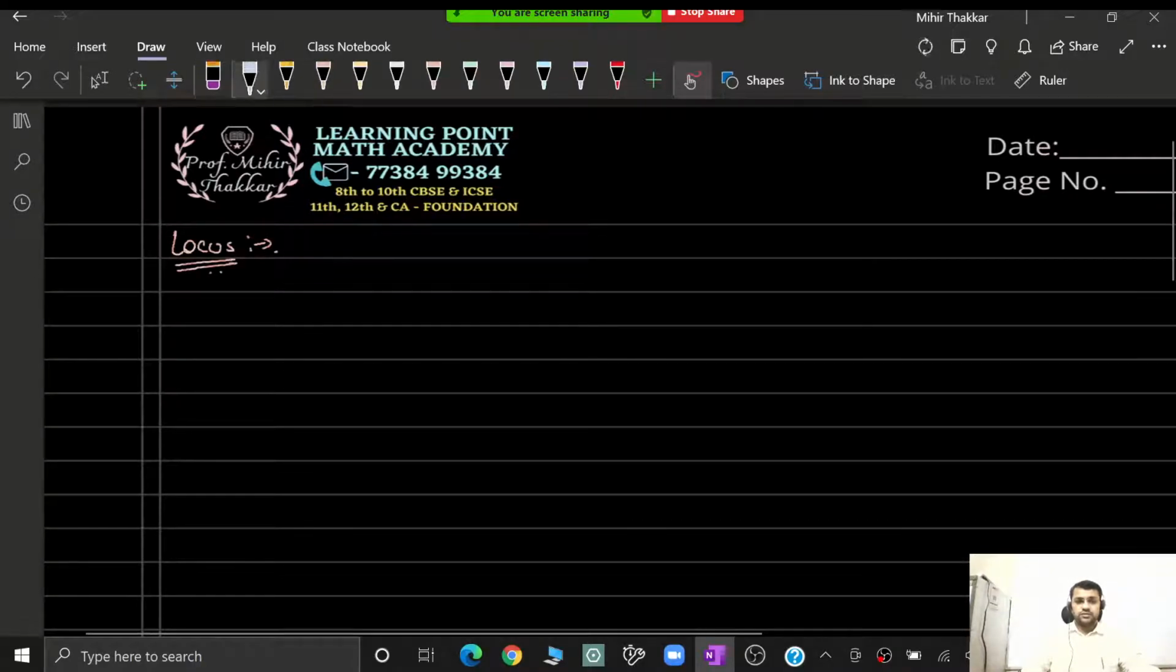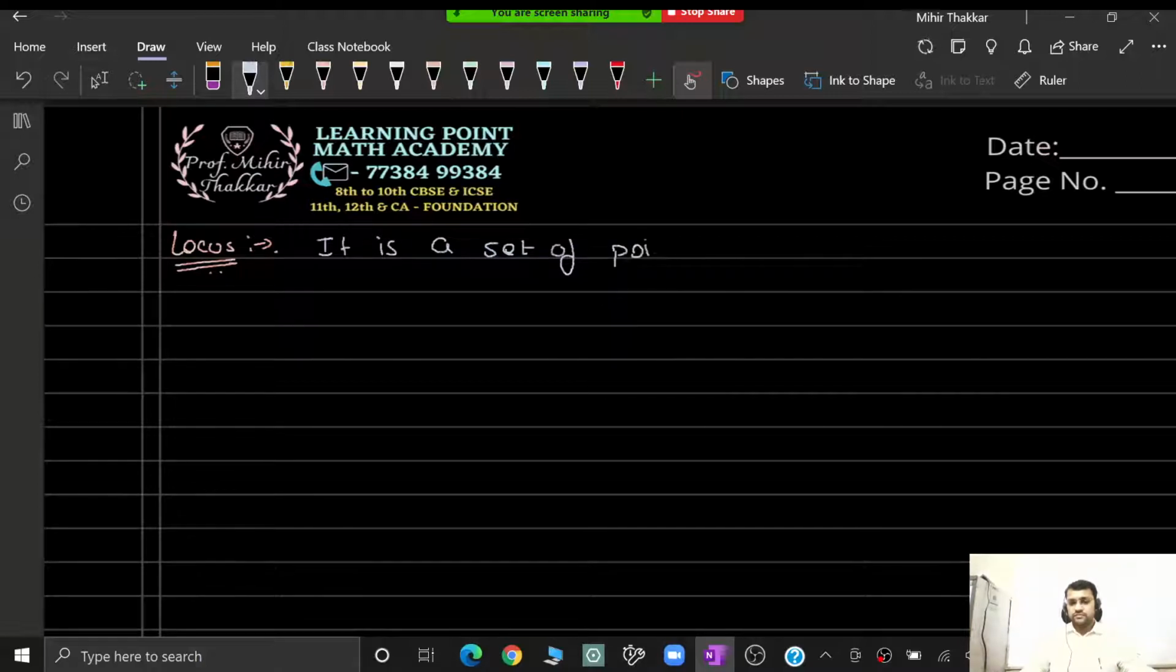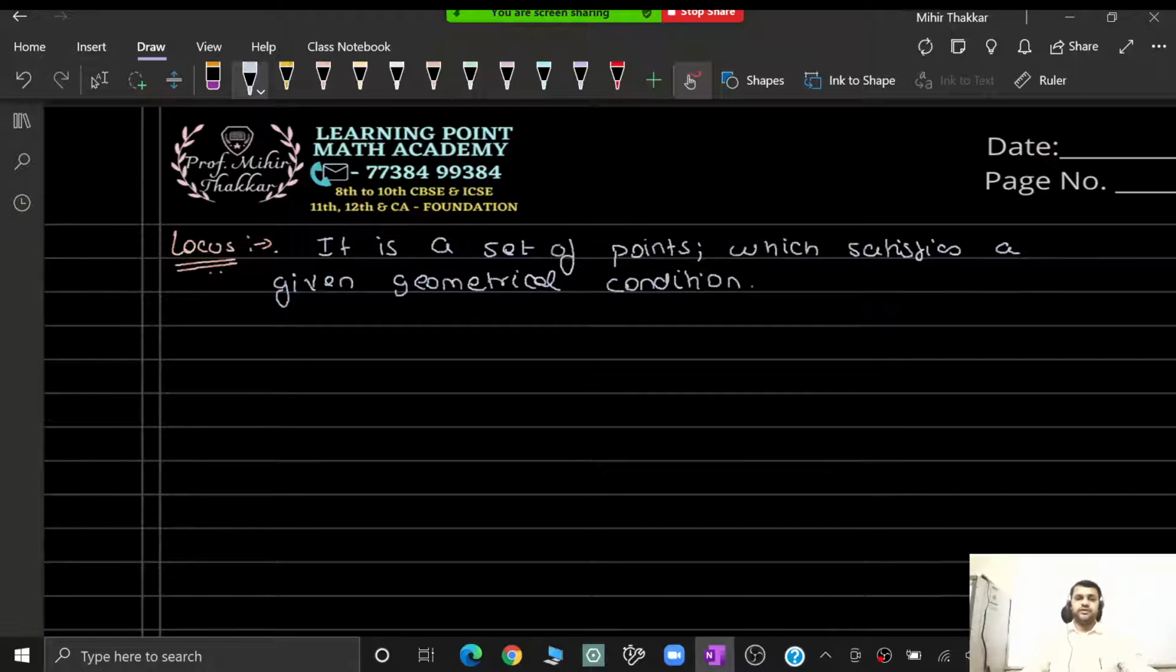Locus: it is a set of points which satisfies a given geometrical condition. Now, when you say that it is a set of points which satisfies the given geometrical condition, what does that mean exactly? Let us understand this with an example.